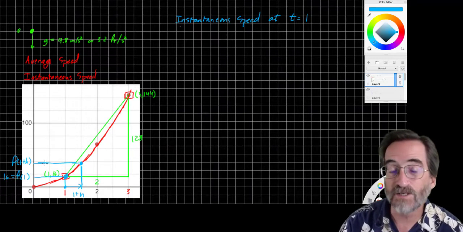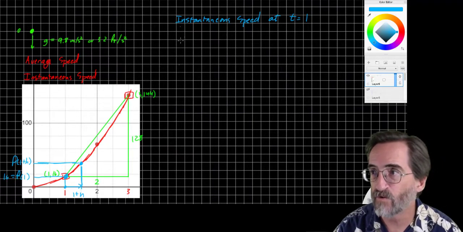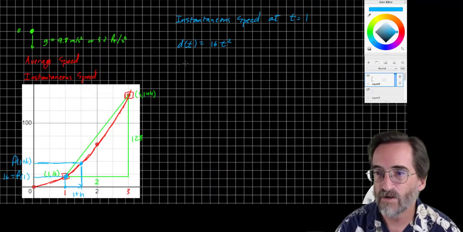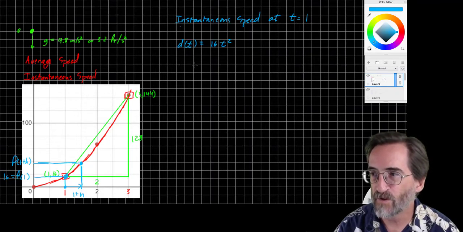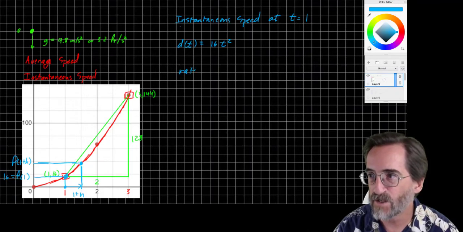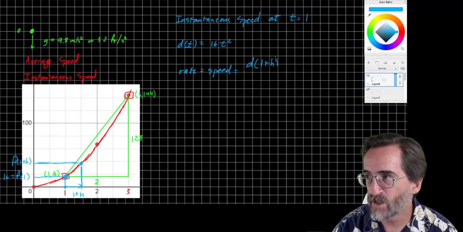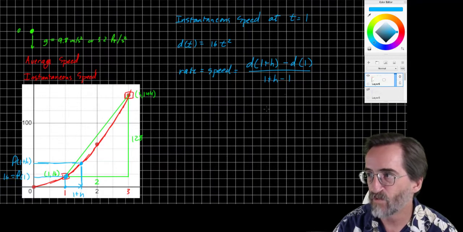F of 1 plus h, I don't know. But remember our formula. Our formula is d of t equals 16t squared, right? 16t squared. So let's use this formula. So the rate of change, or the speed, or the velocity, is the change in y, so d of 1 plus h minus d of 1 divided by 1 plus h minus 1.